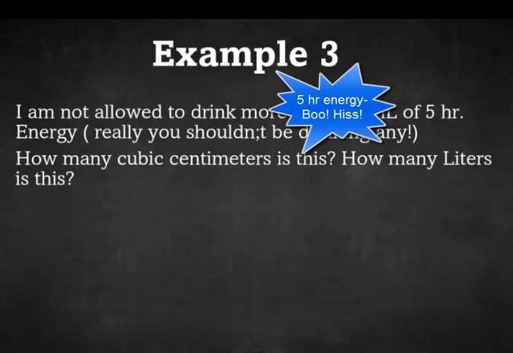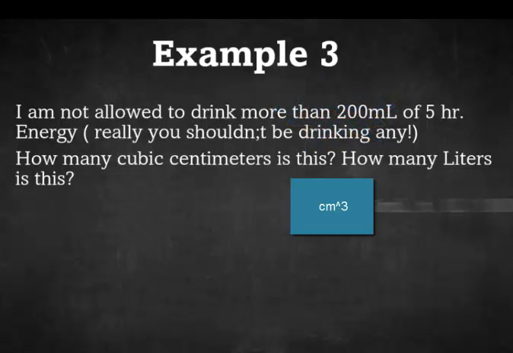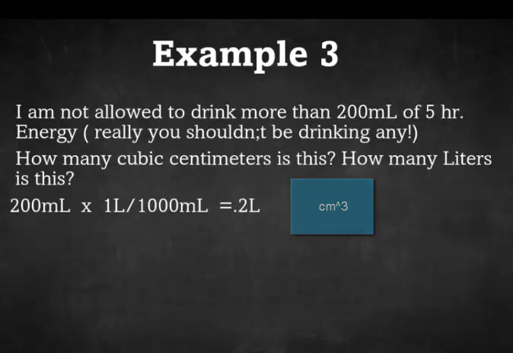So first we have to say, what do they mean by cubic centimeters? Well, the symbol for cubic centimeters is centimeters to the cubed power. Now again, I start with 200 milliliters, and I'm going to change it to liters first, because that's easy. I know in 1 liter there's 1,000 milliliters. Notice I put milliliters on the bottom, because I want that to cancel. Liters is on top, so 200 times 1 divided by 1,000 is 0.2 liters.